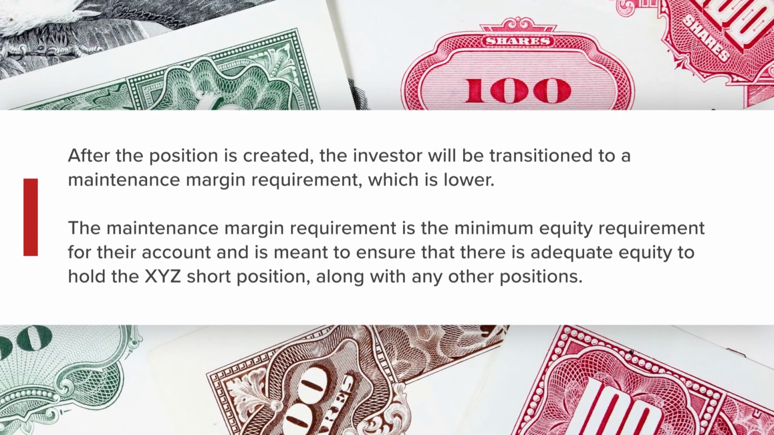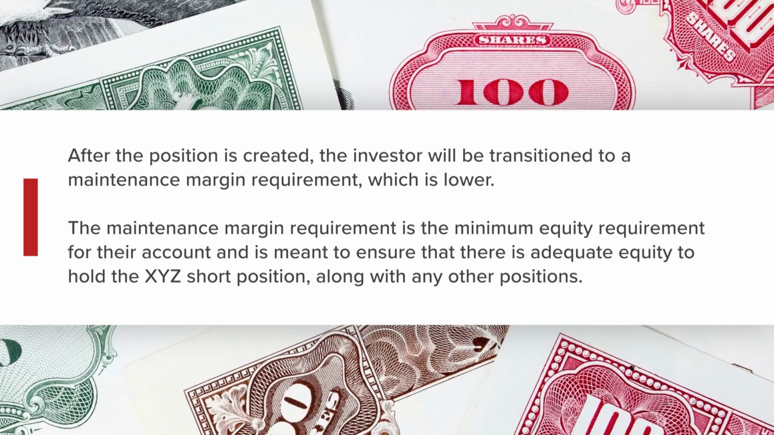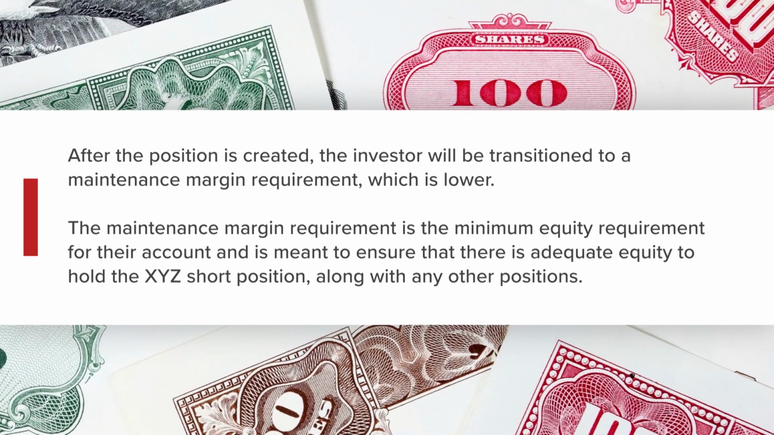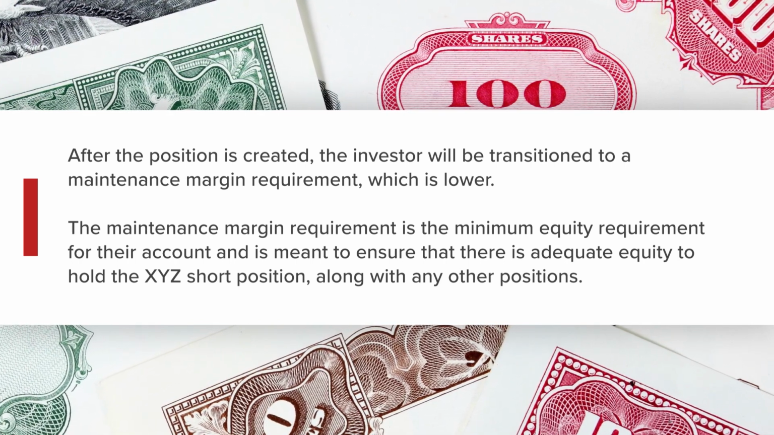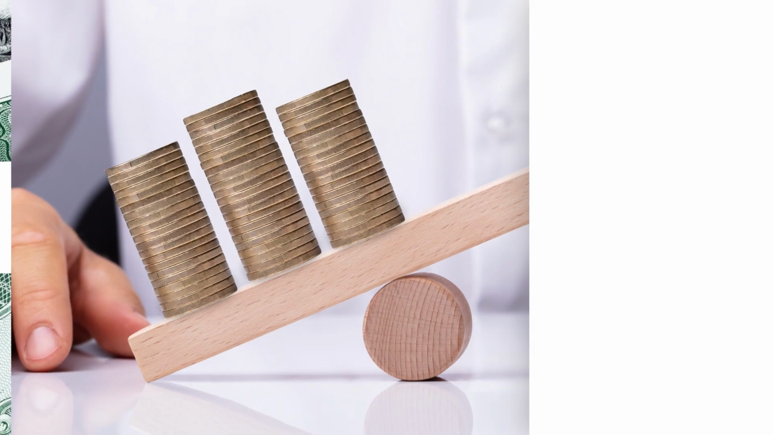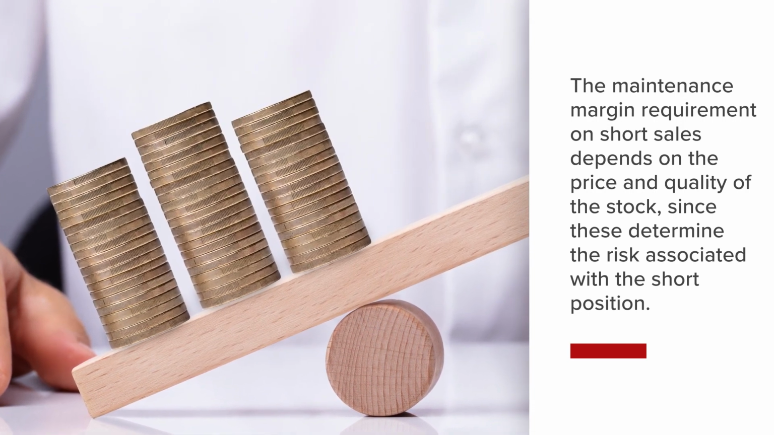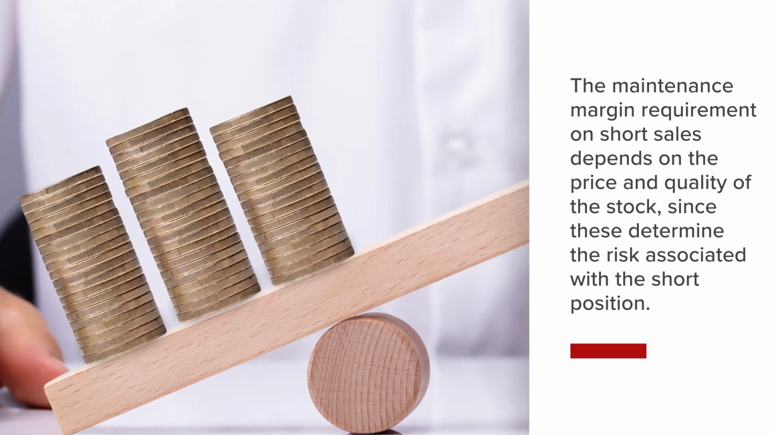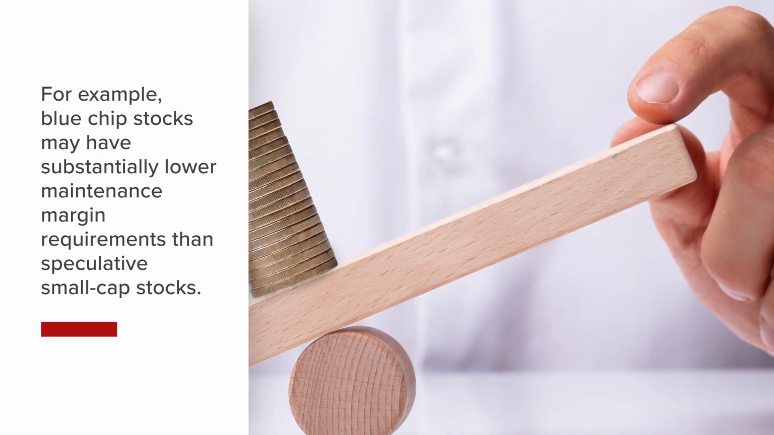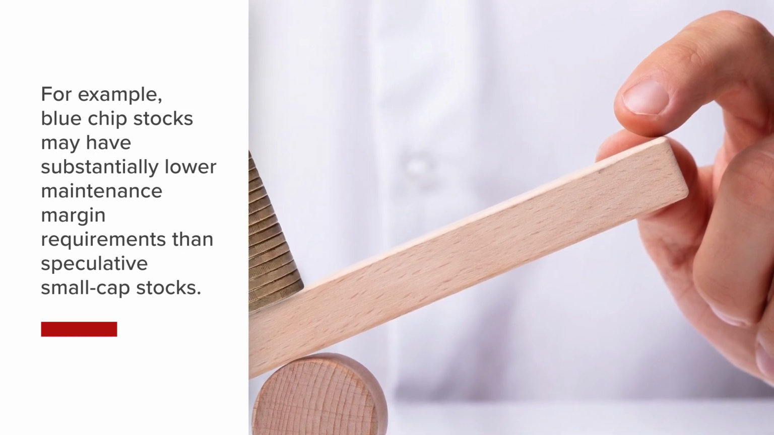The maintenance margin requirement is the minimum equity requirement for their account and is meant to ensure that there is adequate equity to hold the XYZ short position along with any other positions. The investor's maintenance level is based on the current market price of the security and not on the initial price at which the security was sold short. The maintenance margin requirement on short sales depends on the price and quality of the stock, since these determine the risk associated with the short position. For example, blue-chip stocks may have substantially lower maintenance margin requirements than speculative small-cap stocks.